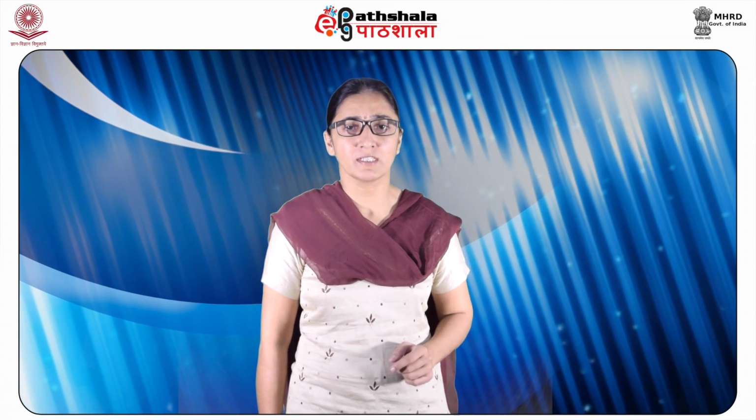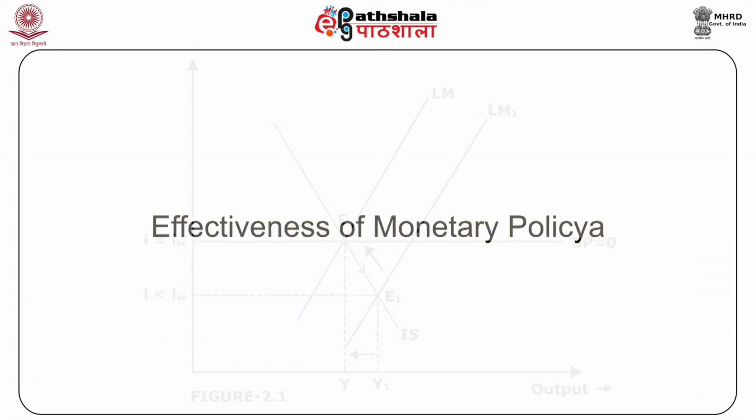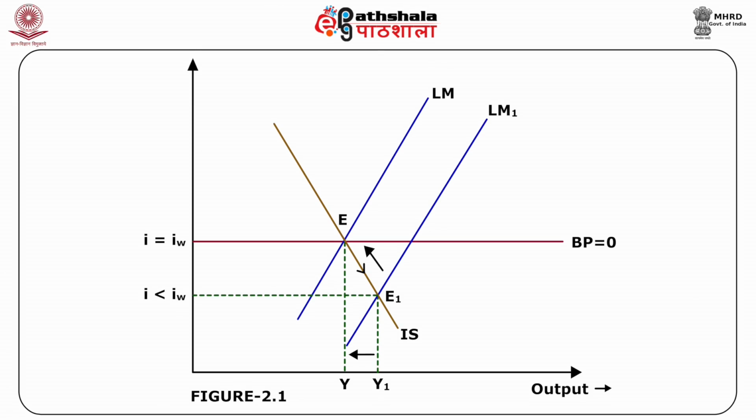Throughout this analysis, we will assume that aggregate prices are held constant, the standard assumption in the IS-LM framework. So, let us first discuss the fixed exchange rate regime, and in this we can first discuss the effectiveness of monetary policy. We can see in figure 2.1 that the initial equilibrium is at E, at the intersection of the IS-LM schedules. At this point, external balance or balance of payment equilibrium is shown by the horizontal line, that is the BP equal to 0 line, where there is equality between domestic and world rate of interest.